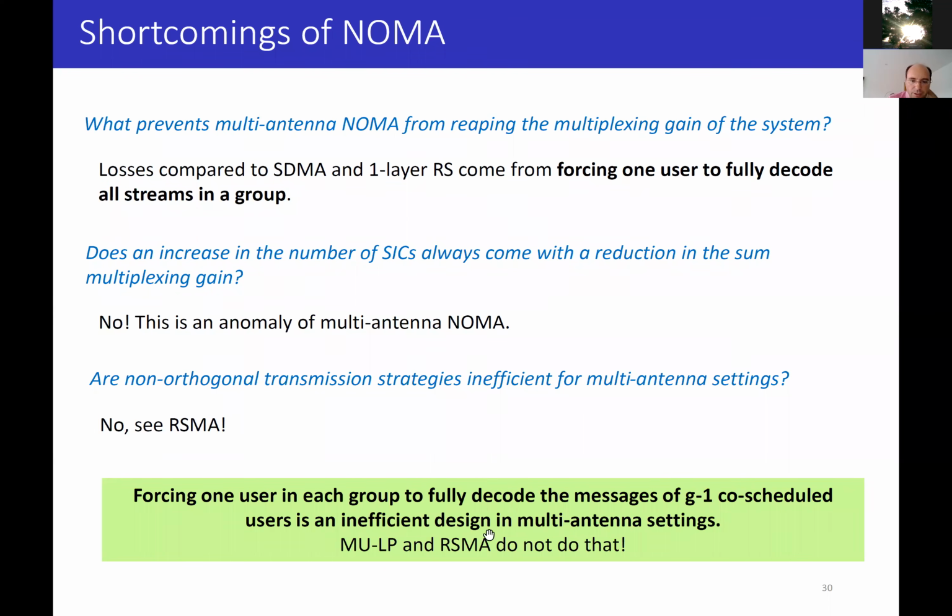So this basic principle of forcing one user in each group to fully decode the message of the other users, I think is very inefficient in multi-antenna settings. And multi-user linear precoding and RSMA do not do that. Multi-user linear precoding treats interference as noise, so there is no decoding at the receiver of interference streams. And rate splitting multiple access, if you take that scheme here, does not do that either.